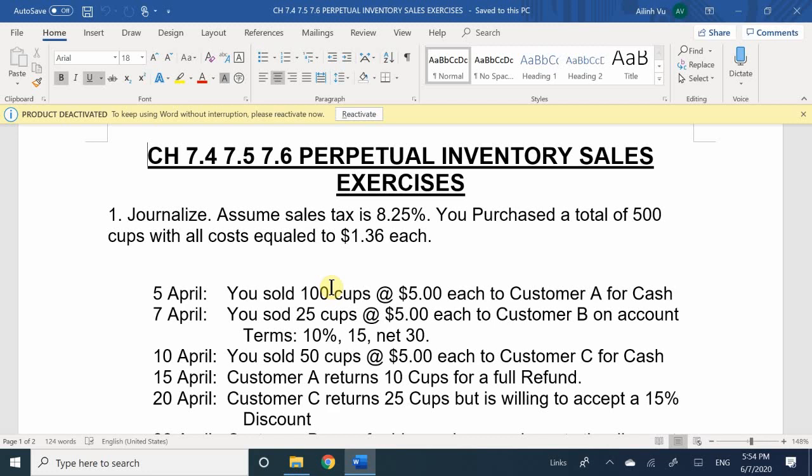It says journalize, and assume that sales tax is going to be 8.25%. You purchase a total of 500 cups with all costs equaling $1.36 per cup each. Okay, so now we're going to dive into our first scenario. On April 5th, you sold 100 cups at $5 each to customer A for cash.